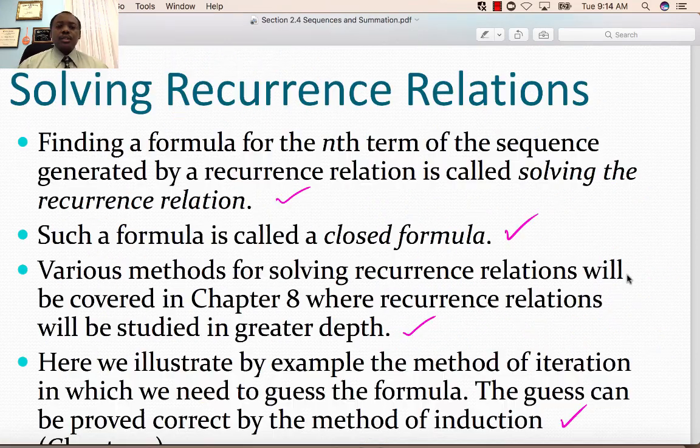Okay, let's proceed. Solving recurrence relations. First of all, we find a formula for the nth term of the sequence, or like I prefer to call it, the term in n, generated by the recurrence relation. And if that is done, that is called solving the recurrence relation. Such a formula is a closed formula.